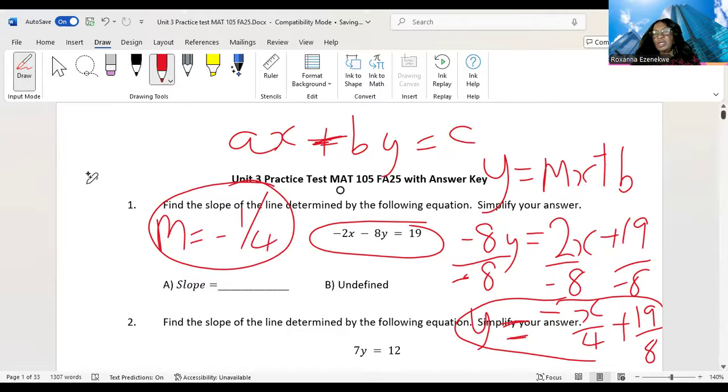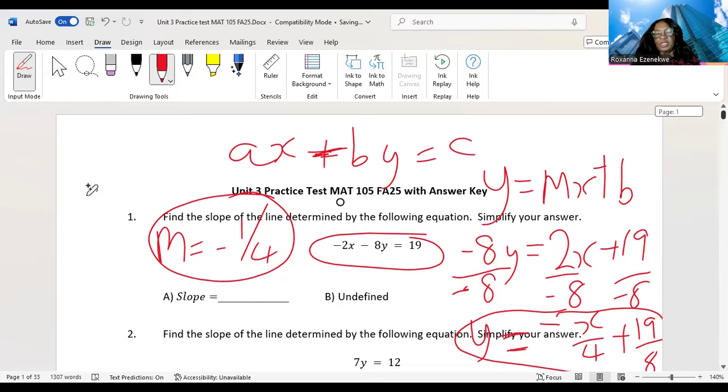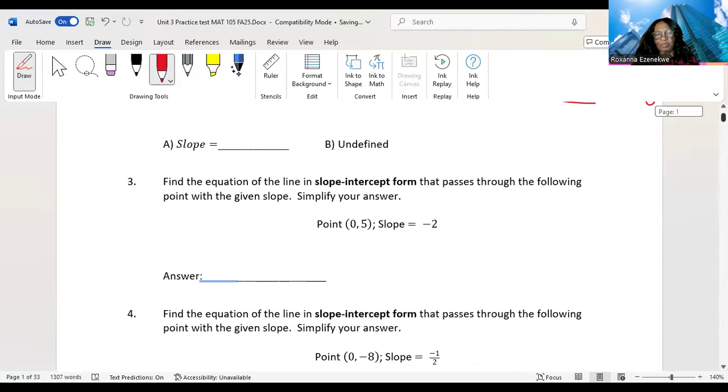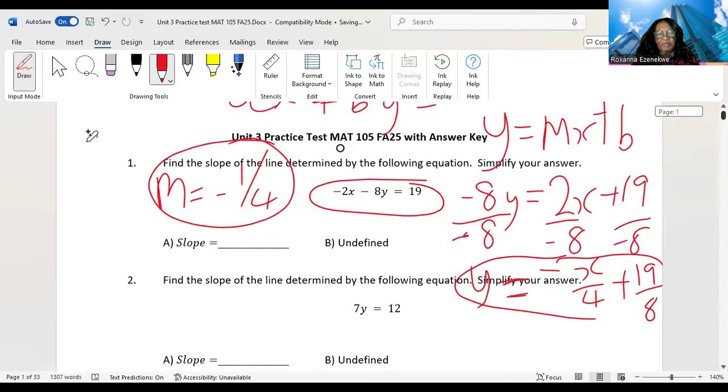So we're told to find the slope of the line determined by this equation. They didn't tell us it's the standard form, but they expect us to know that it's in standard form. You really want to rewrite that standard form to slope-intercept form. Find the slope of the line determined by the following equation. So we have 7y is equal to 12. Let me rewrite that 7y equal to 12 to slope-intercept form.